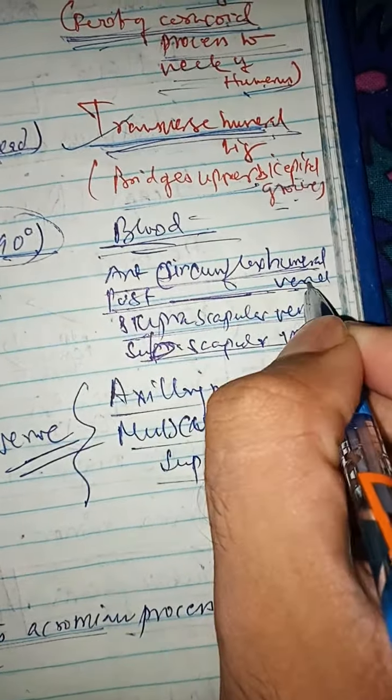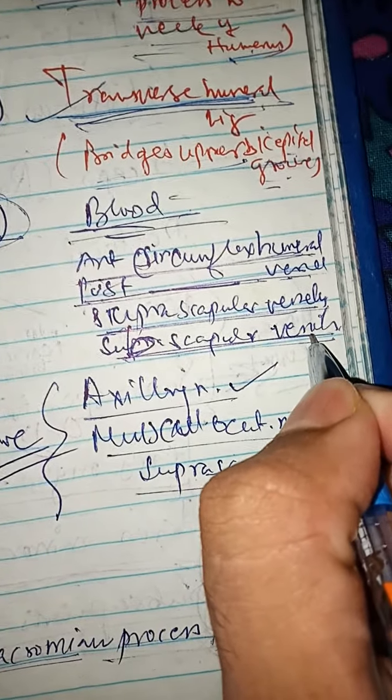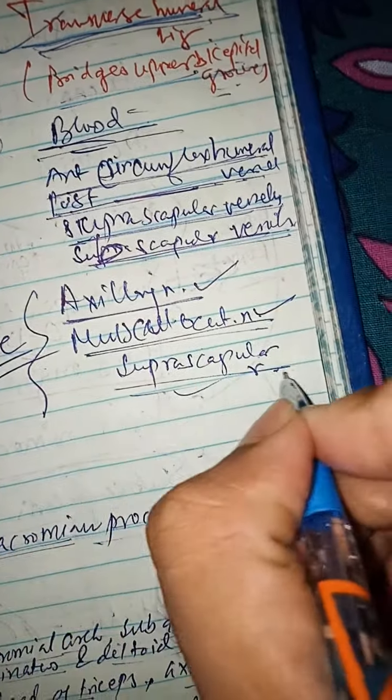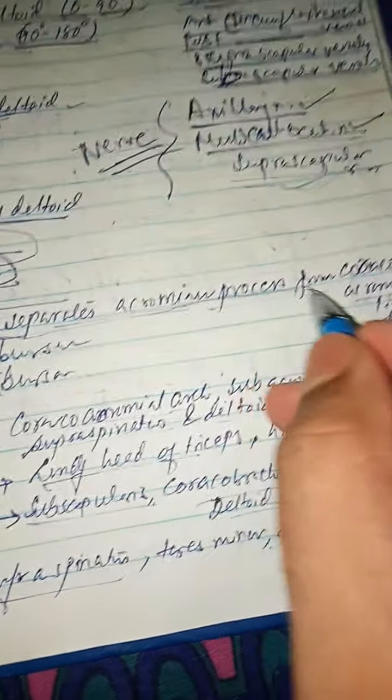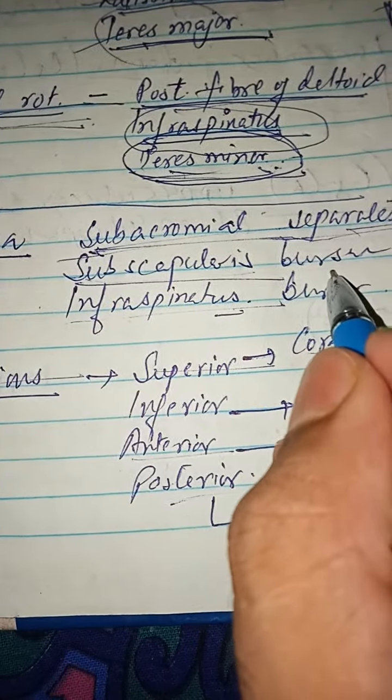Now blood supply: anterior circumflex humeral vessel, posterior circumflex humeral vessel, suprascapular vessel and the subscapular vessels. Nerve supply is the axillary nerve, musculocutaneous nerve and suprascapular nerve. Now coming to the bursae, there is a subacromial bursa which separates the acromion process from the coracoacromial ligament, the subscapularis bursa and the infraspinatus bursa.